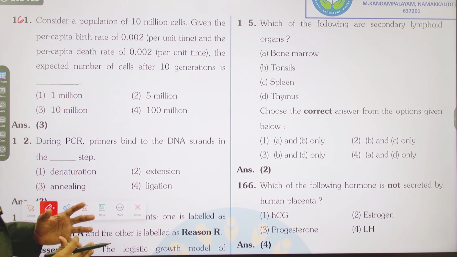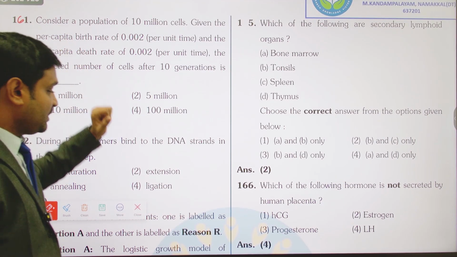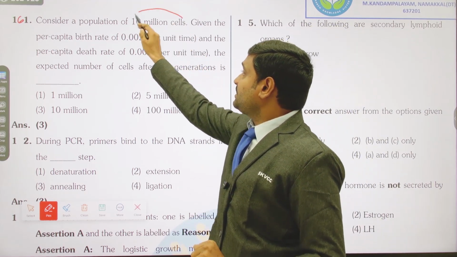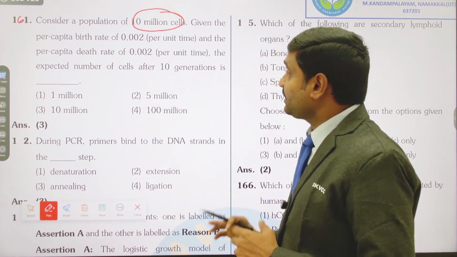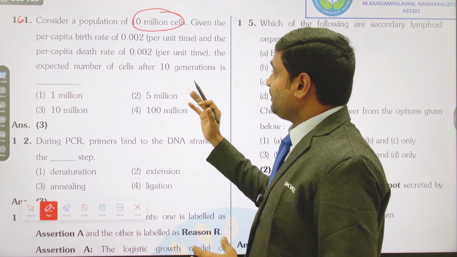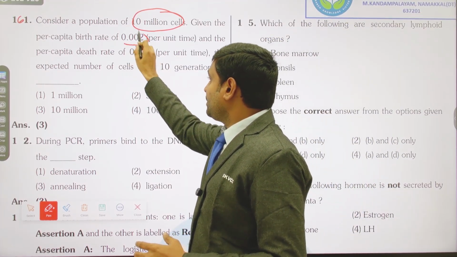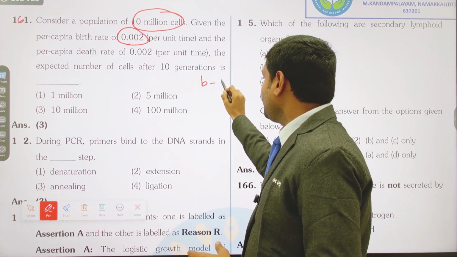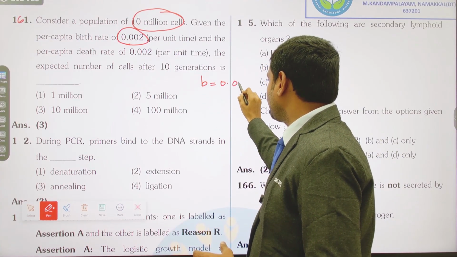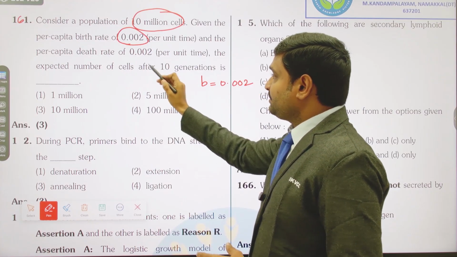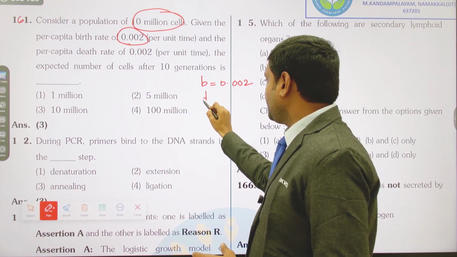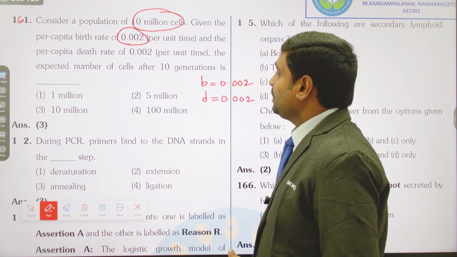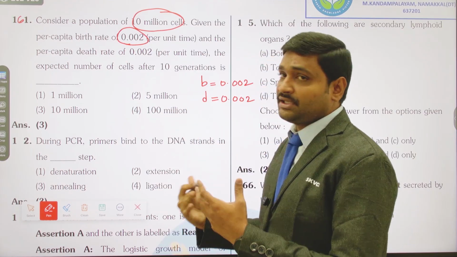161. So here, question number 161: consider a population of 10 million cells. Given the per capita birth rate B is 0.002, and the per capita death rate D is also 0.002. What is the expected number of cells after 10 generations?